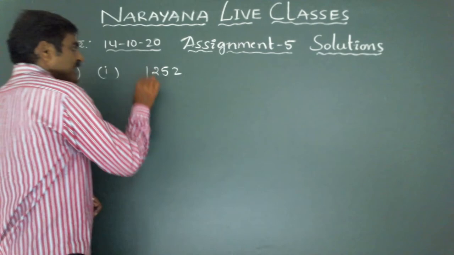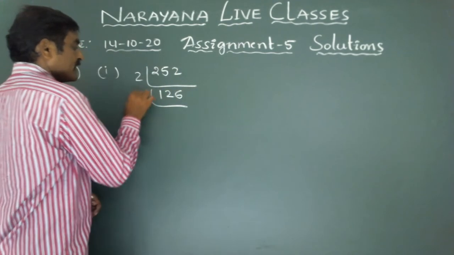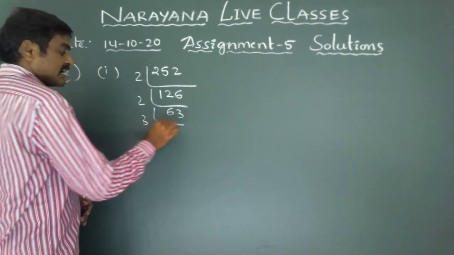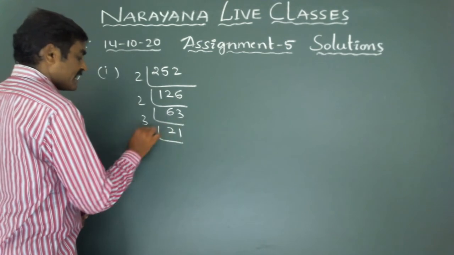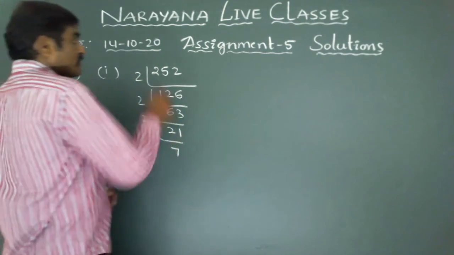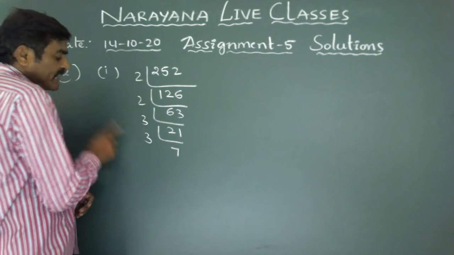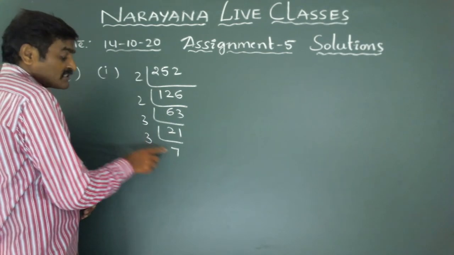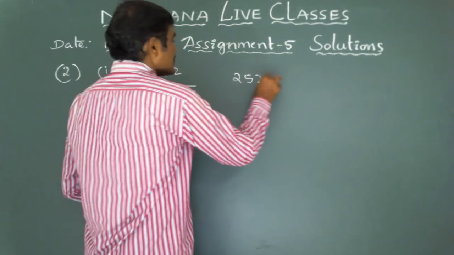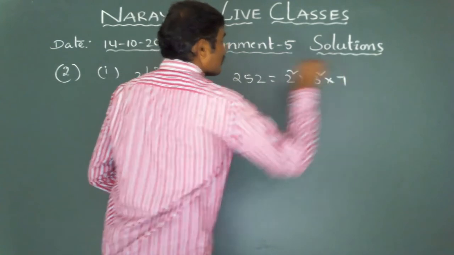First let us do the prime factorization. 2 ones are 2, 2 twos are 4, 2 sixes are 12. Again 2 sixes are 12, 2 threes. Now 3 twos are 6, 3 ones. Again with 3, 3 sevens are 21. Now observe here, to get the perfect square, 2 is repeated 2 times, 3 is repeated 2 times, but 7 is repeated 1 time only. So 252 is equal to 2 square into 3 square into 7 only.